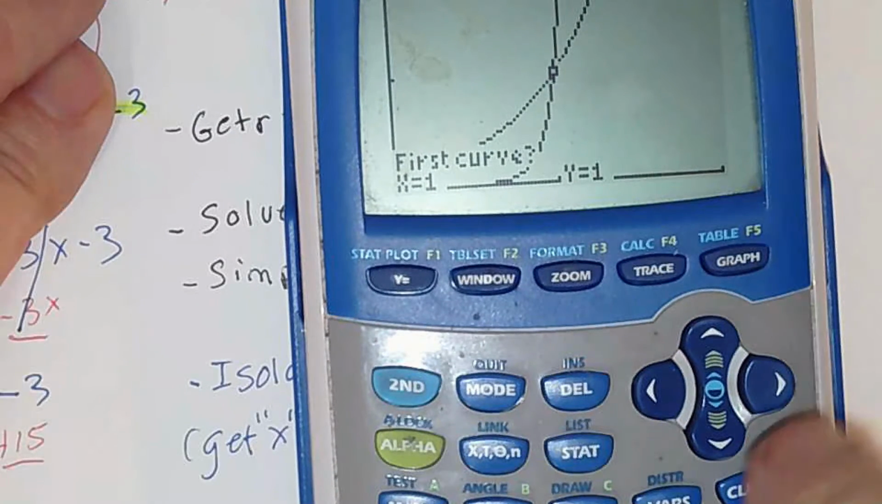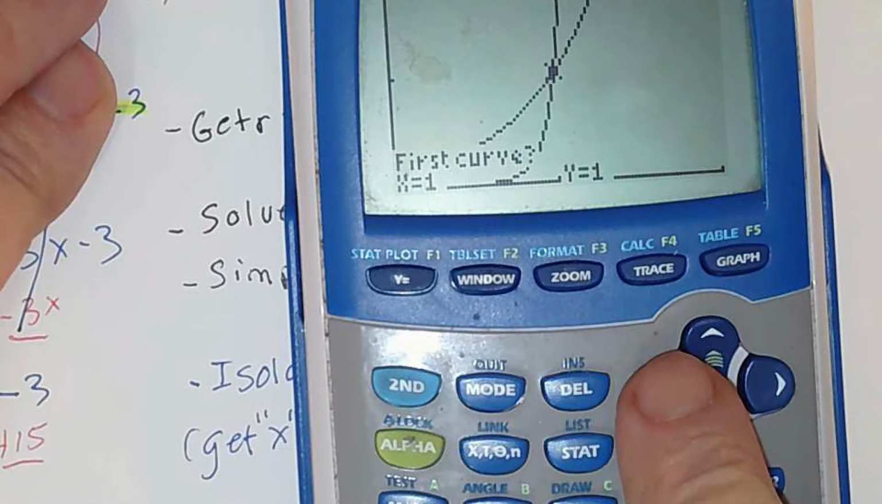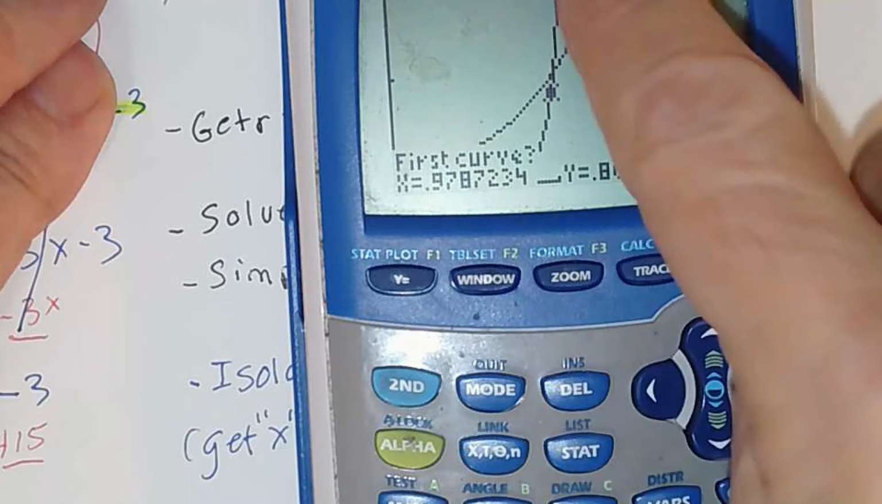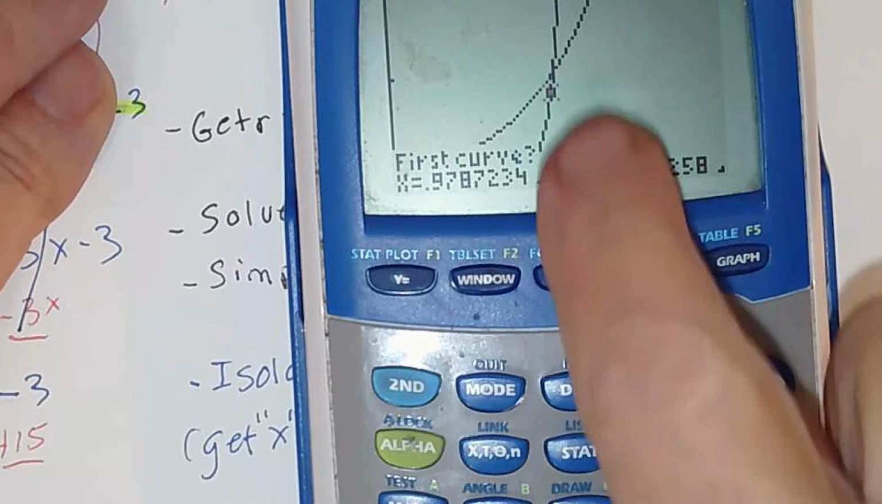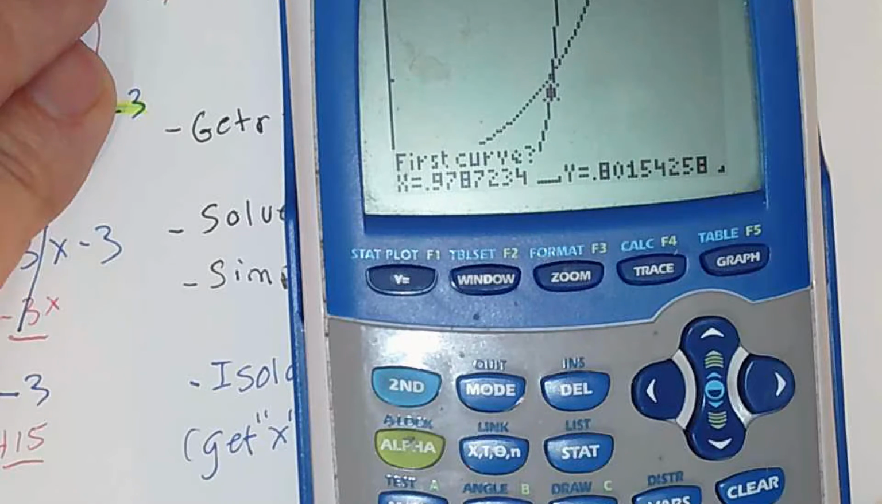So I'm gonna push the left side of this button here, and what it's going to do is move the cursor down the graph that's steeper. And since I've got it to move down once, that's all I need. So I'm going to hit enter, and it's going to say second curve.